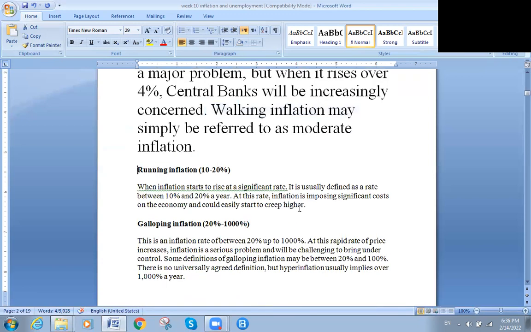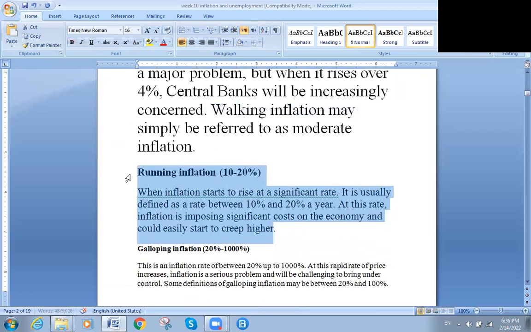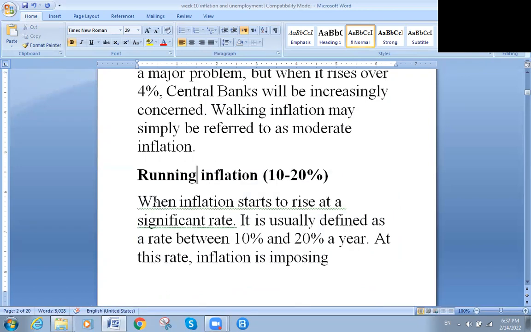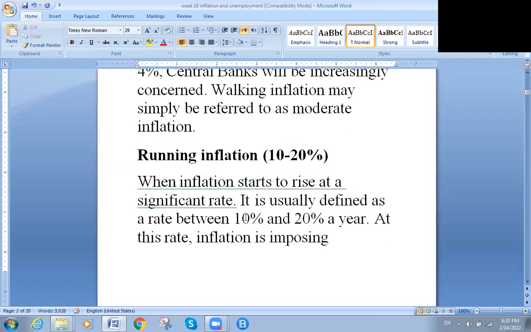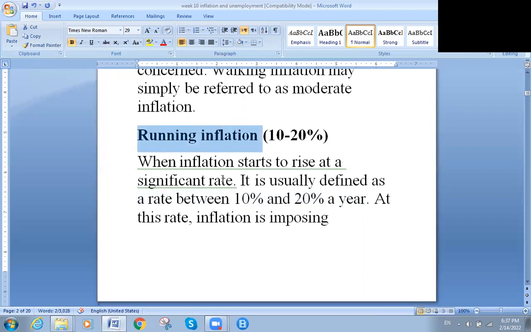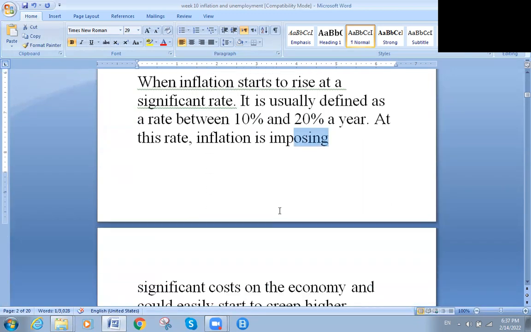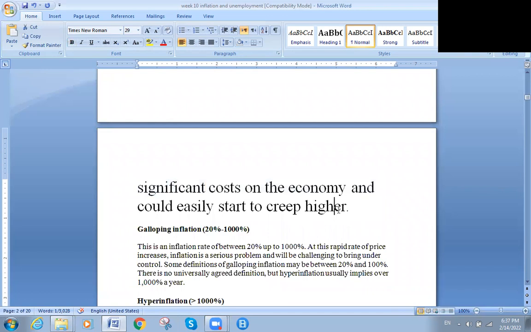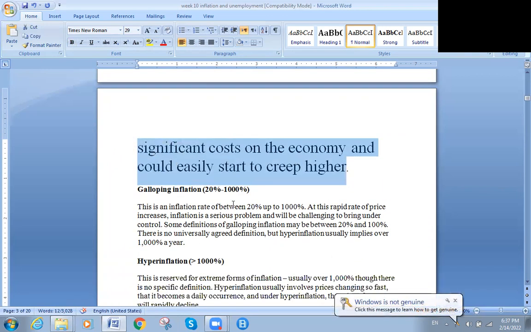We also have running inflation. What is running inflation? Running inflation is when inflation starts to rise at a significant rate. It is usually defined as a rate between 10% and 20% a year. So every year the prices will increase 10% to 20%. We call it, in that case, running inflation. At this rate, inflation is imposing significant costs on the economy and could easily start to creep higher.